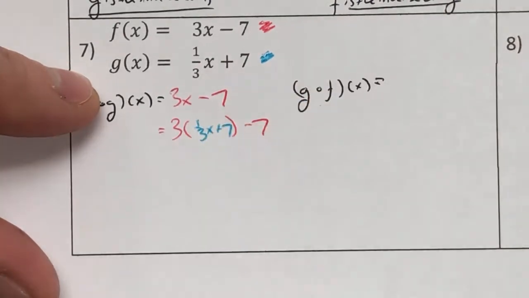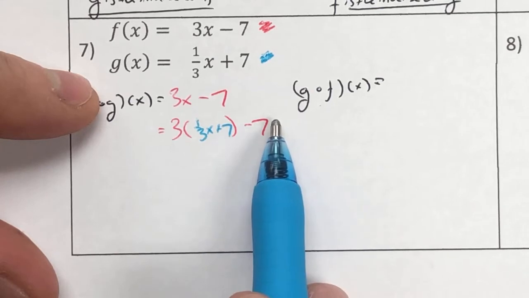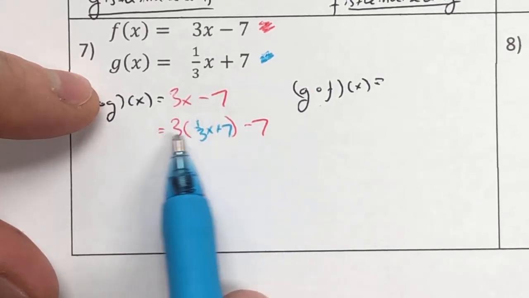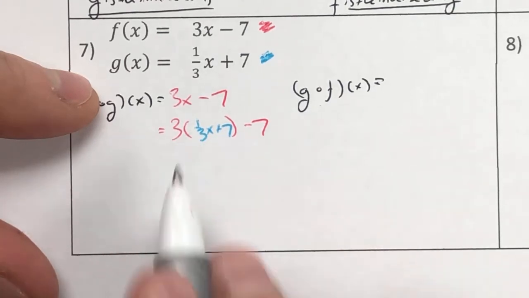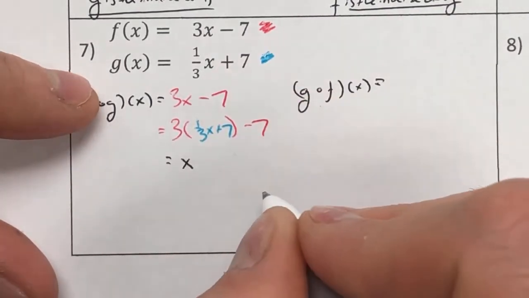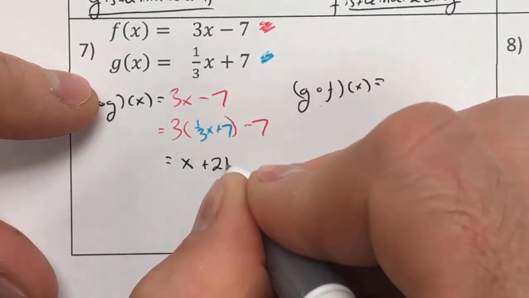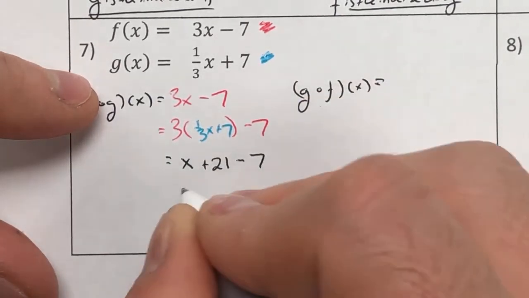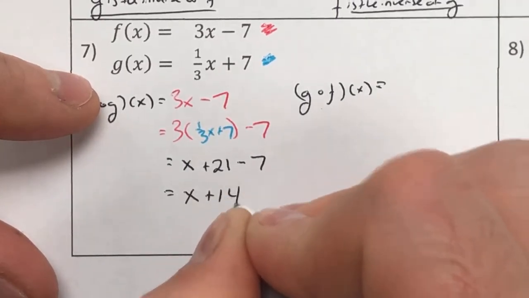1/3 x plus 7. Now, what you might be tempted to do is cancel out the plus 7 and minus 7, but don't forget, I have to deal with parentheses first. So 1/3 of 3, that cancels out. I have x, and 3 times that 7 will give me a 21. So what I run into is 21 minus 7. I get x plus 14.